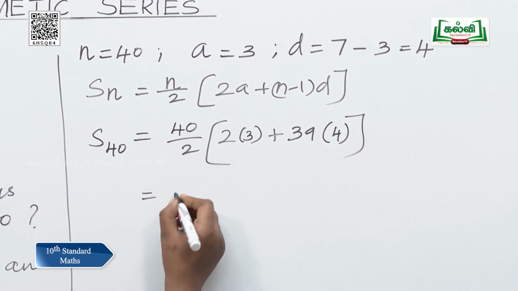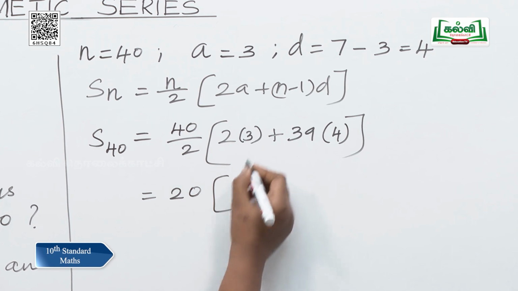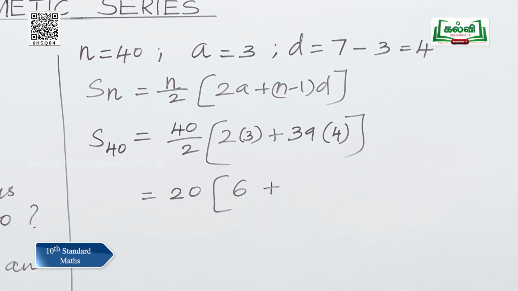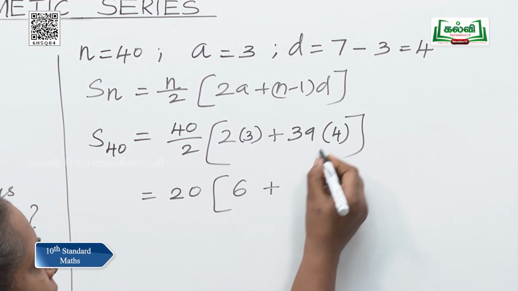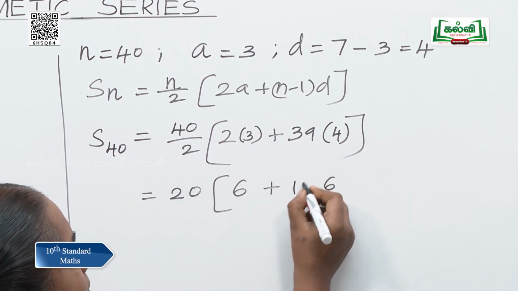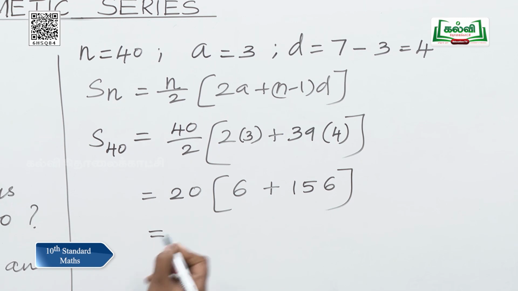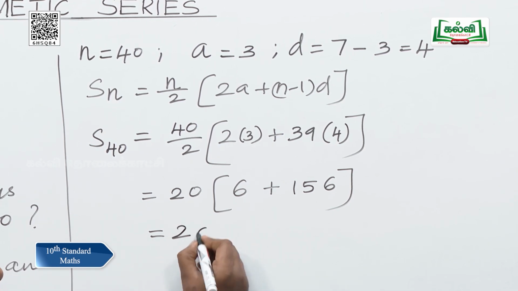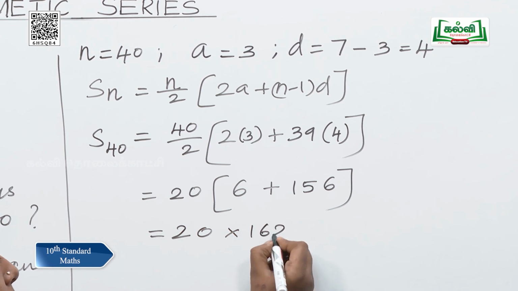Now, 40 by 2 is 20. 2 3s are 6 plus 39 into 4. So, multiply. 9 4s are 36. 4 3s are 12. 12 plus 3? Yes. So, 20 into what is 6 plus 156? So, 20 into 162.